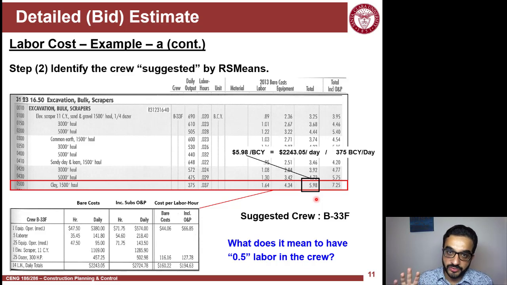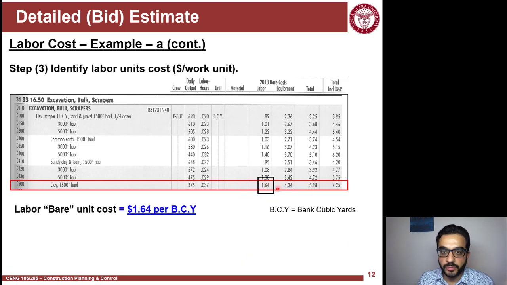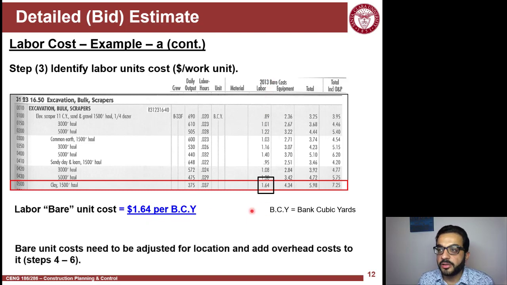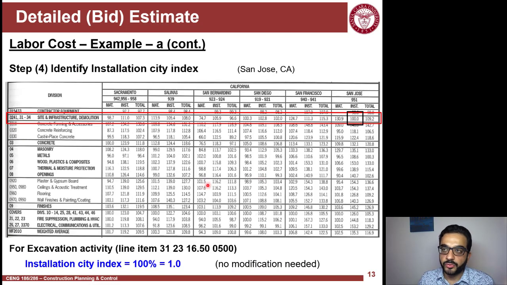Now, what we're doing is not using the total, because we're doing a detailed estimate: labor, equipment, material, and sub. So I will use this 1.64 because I'm calculating the labor cost. So the labor cost for this activity will be 1.64 per cubic yard. It's bare cost, so I need to adjust for different things. First thing I need to adjust for is the city. So refer to the previous video on how to adjust cost for city, location, and time. Let's say you're using the correct reference year for the cost estimate, so we're not adjusting for time, we're adjusting for location. Location here is San Jose.